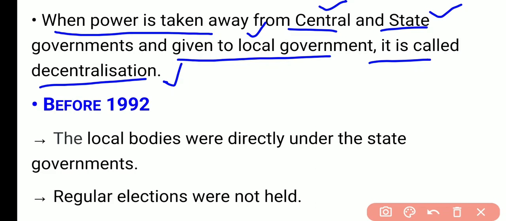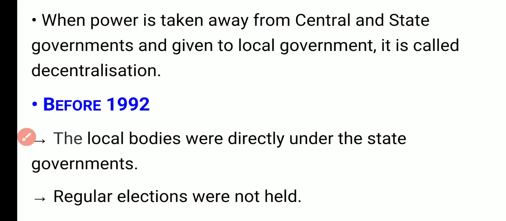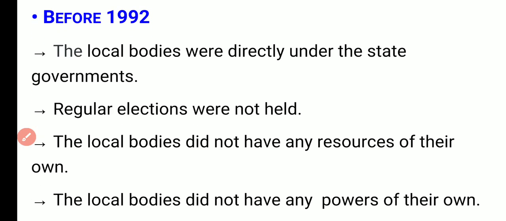Let's discuss the local government. Decentralization means the creation of the third tier of government to involve more and more people. So in 1959, we set up the third tier of government, that is local governments. But before 1992, the third tier of government was not effective. Why? Let's find out the condition of the local government before 1992.